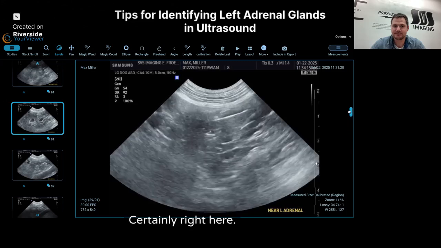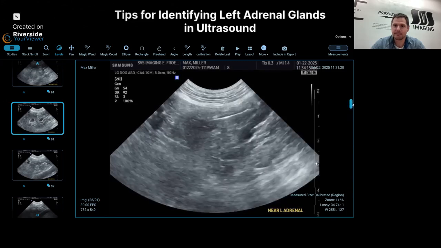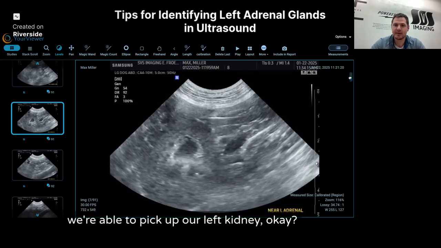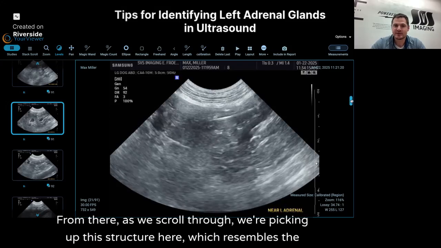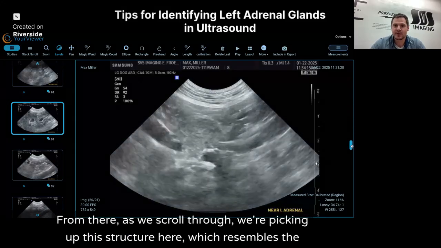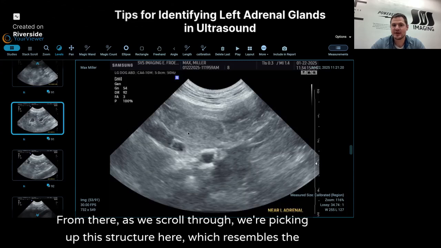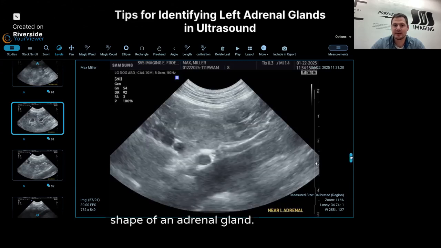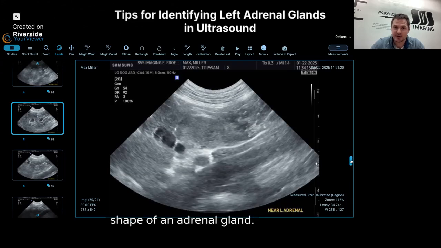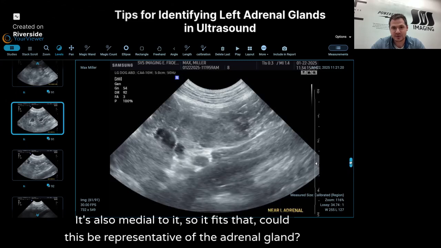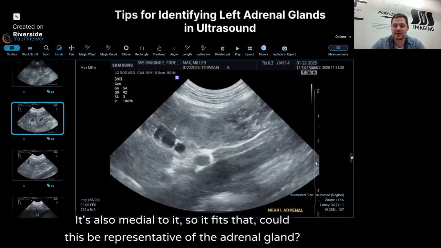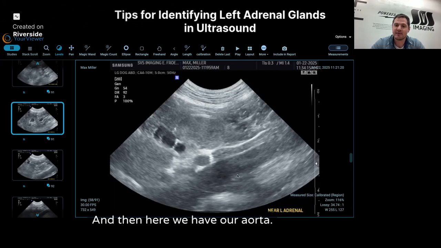Certainly right here, we're able to pick up our left kidney, okay? From there, as we scroll through, we're picking up this structure here, which resembles the shape of an adrenal gland. It's also medial to it, so fits that. Could this be representative of the adrenal gland? And then here we have our aorta.